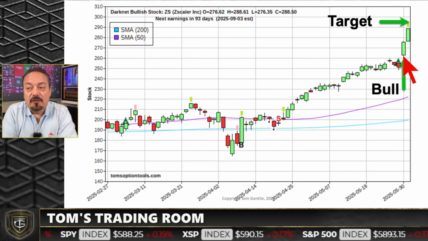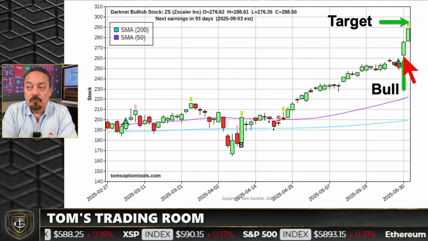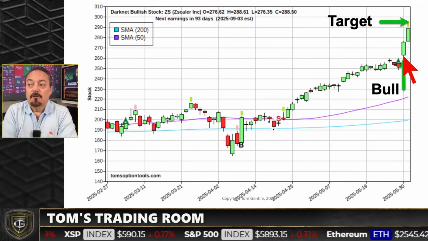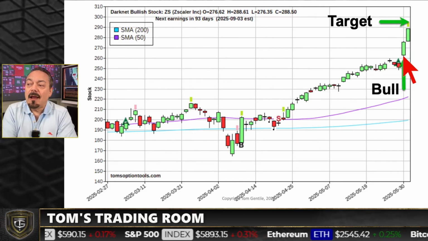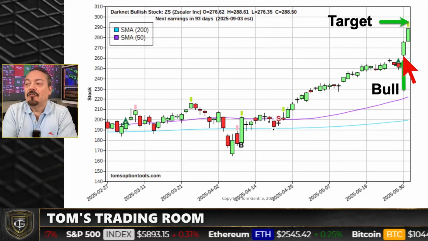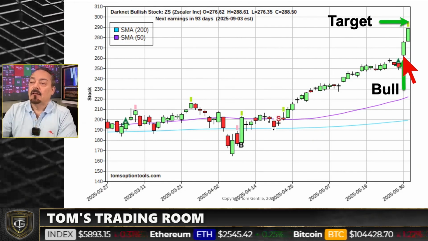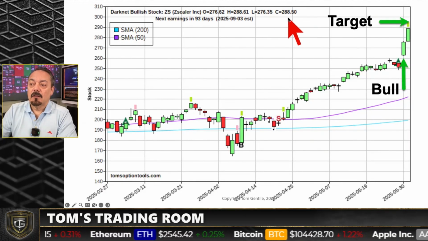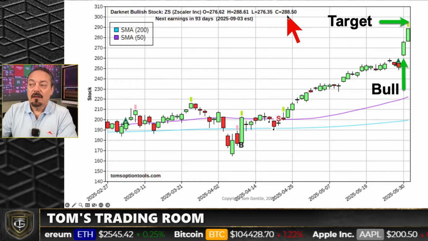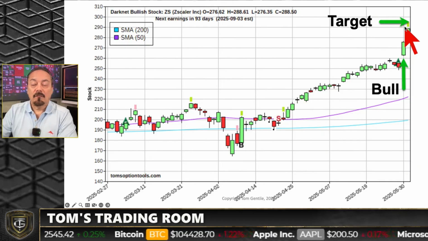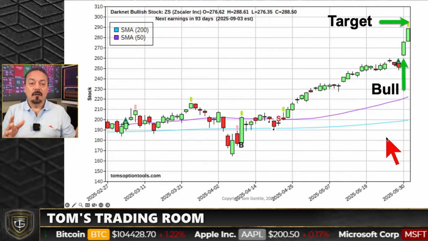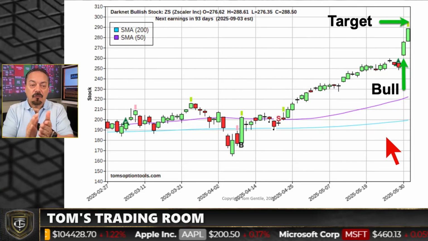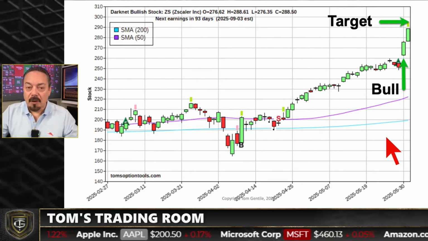Not going to get into details, but what I'm telling you is there was a bullish opportunity on Friday for Zscaler at around the 276 mark. And it closed out Friday at 288. There's a target on this one that was not that far above 288. So that one has come and gone. Congratulations to those of you that spotted that.